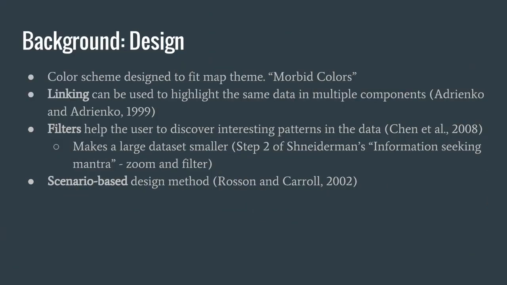The morbid color scheme was designed to fit the map theme. The blue gradient was used to indicate accident severity. The darker the blue, the more severe the accident. Red was used to indicate at least one fatality in the crash. Linking is used to highlight the same data across multiple components. The yellow color links an incident between the map and the histogram, and the data is interactively selected by the user by clicking on the points in the histogram.